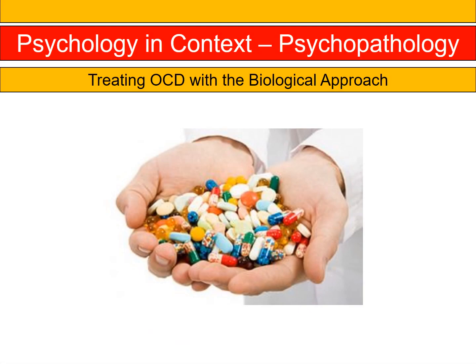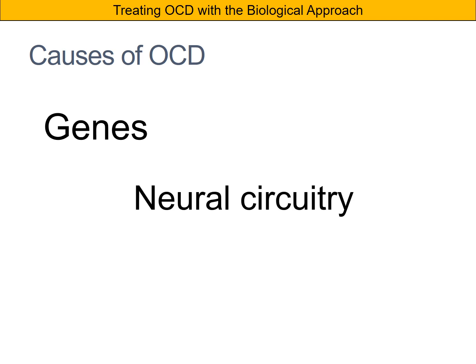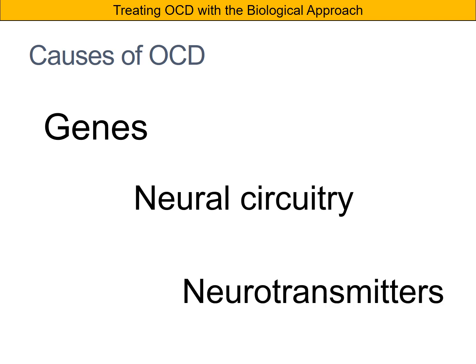So the last treatment you need to know in this section is using the biological approach to treat OCD. If we think back to the causes of OCD, we looked at three. There were forms of genes, neural circuitry, and neurotransmitters. Now, even with today's modern medical technology, there's nothing we can do to change people's genes, and we really can't do very much about their neural circuitry. So the one option we have left is to look at the level of neurotransmitters in the brain, and that's what the drug therapy for OCD tends to focus on.